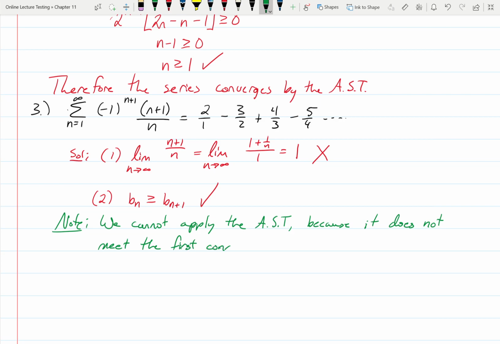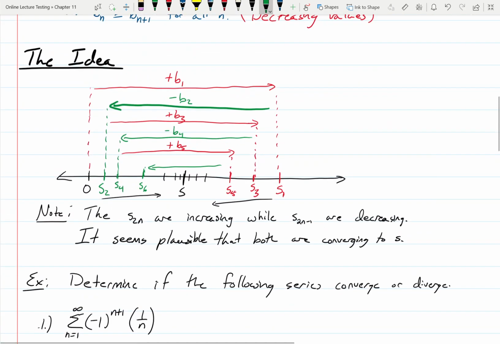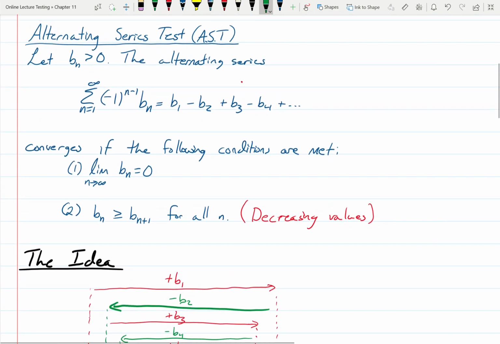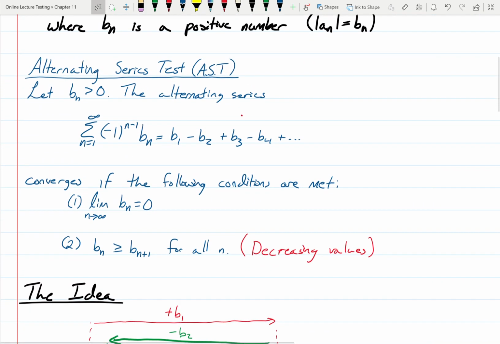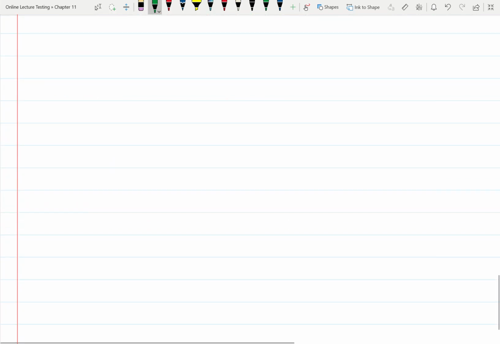Well, that means it's got to diverge then, right? And the answer is no. The reason for that is because the alternating series test, if we go back, and I am going to scroll up here, so give me a second. All right. It says converges if the following conditions are met. It does not say anything about diverges. So this has a similar fate as the test for divergence.